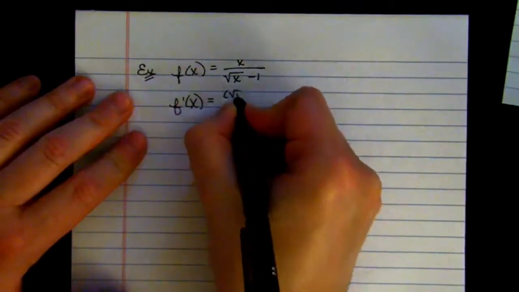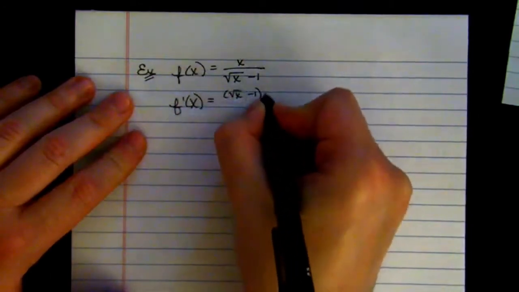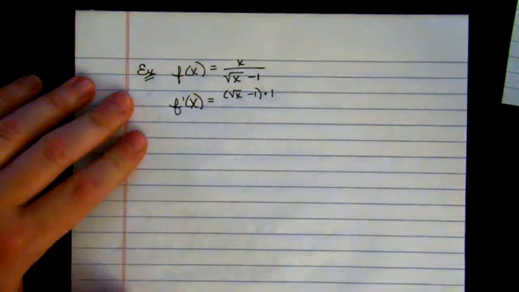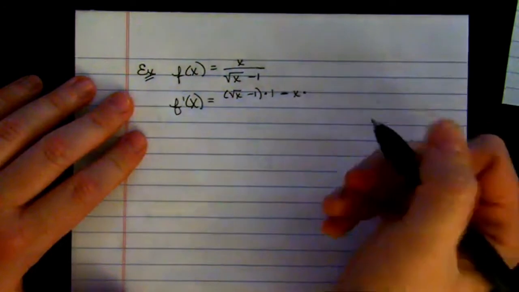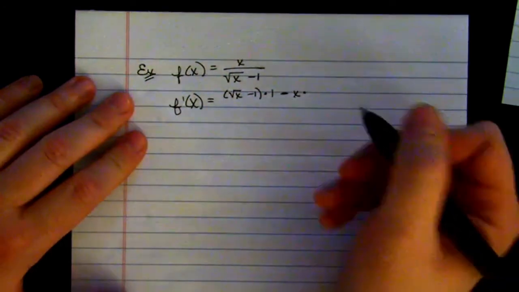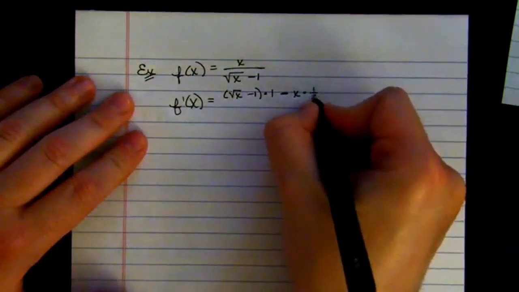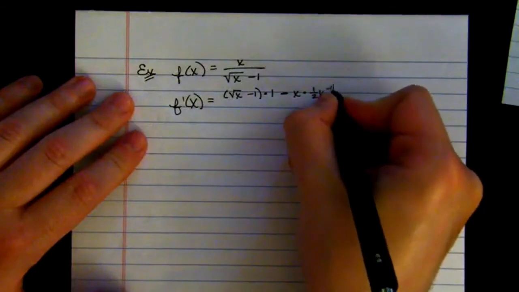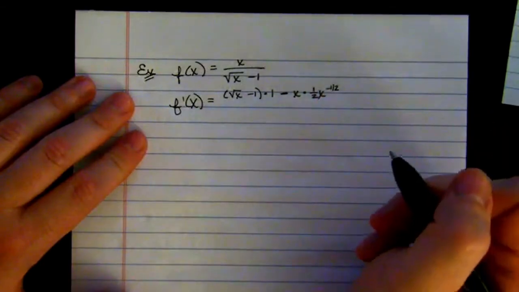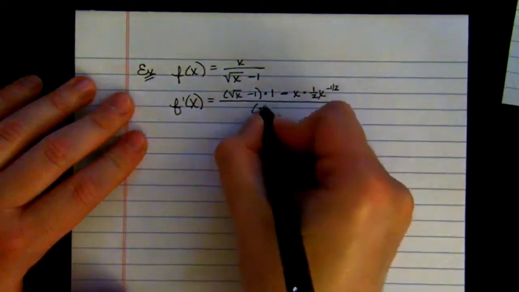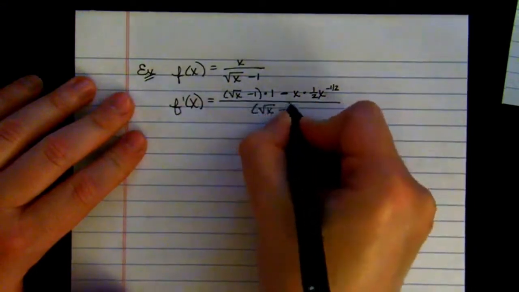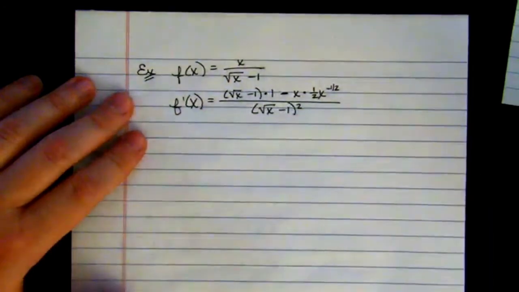Low, square root of x minus 1. D high, that's not bad, that's just times 1. Minus high, x. D low, this is going to be a little messy. 1/2 x to the negative 1/2. Draw the line and square below. We're going to get that.